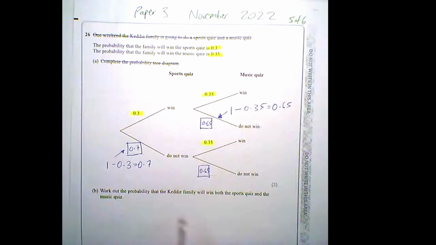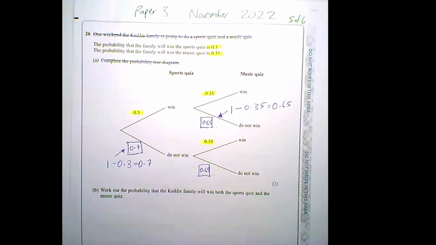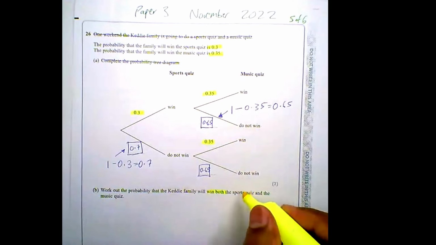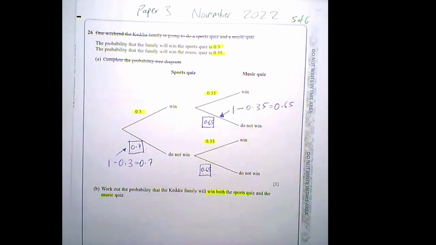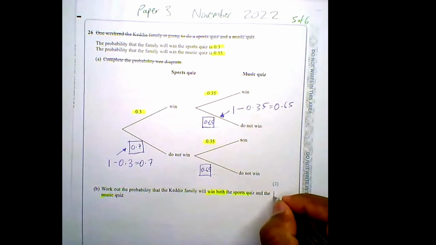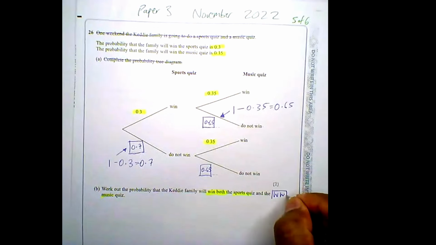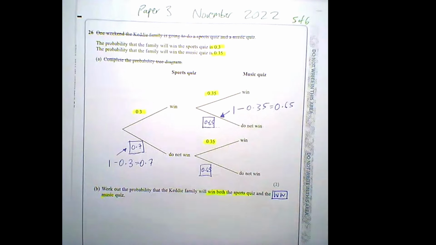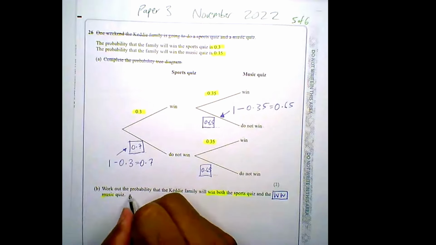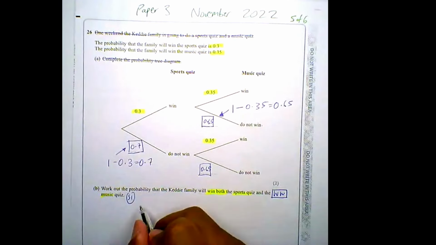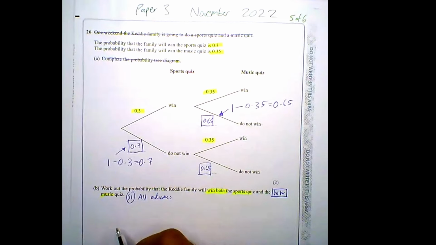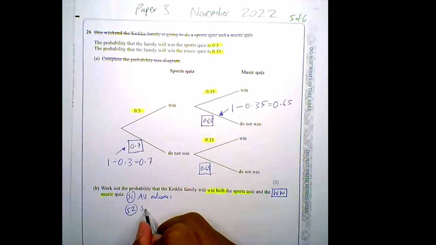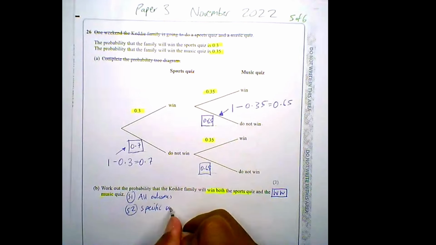So that's complete. Part B, work out the probability that the Keddy family will win both the sports quiz and music quiz. So we've got win both. So we're looking at win-win. And similar to the last questions, you can see a pattern emerging. They're very, very similar. So hopefully you're getting this correct without any of my help. So step 1 is I need to find out all the outcomes. And then step 2 is to find my specific outcome.